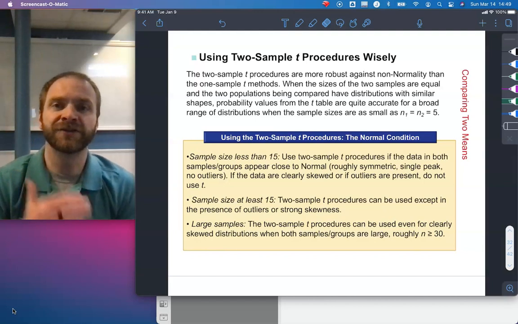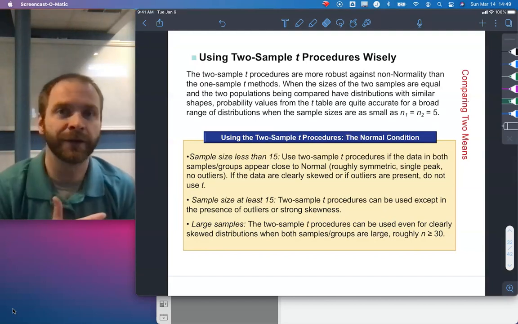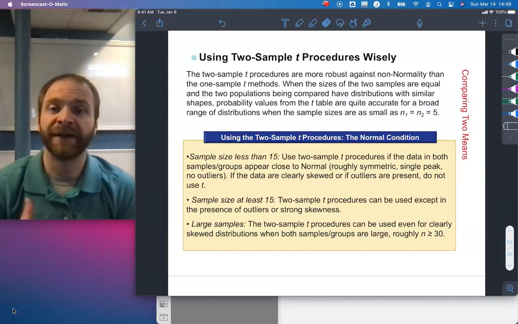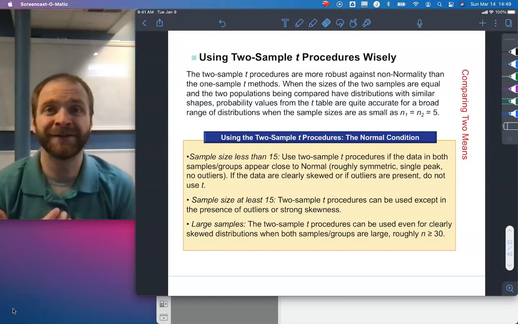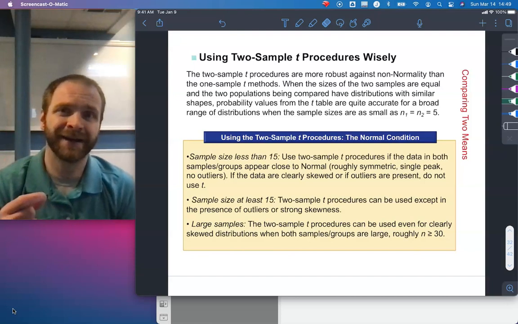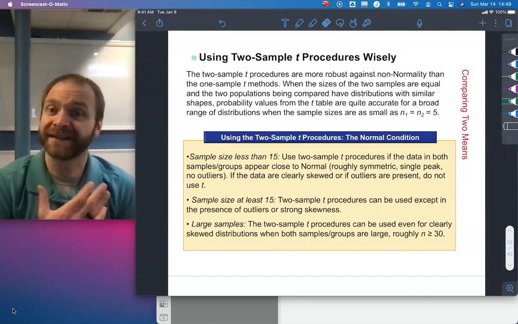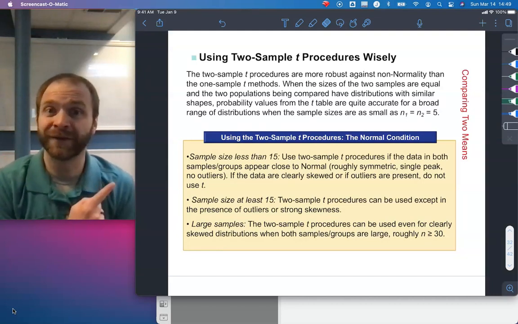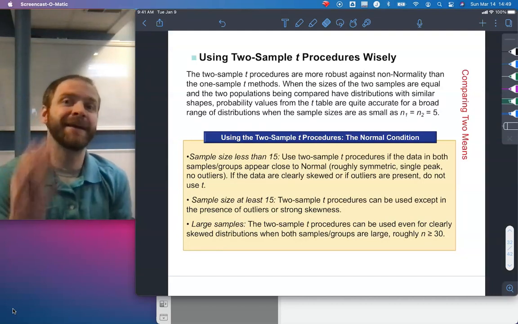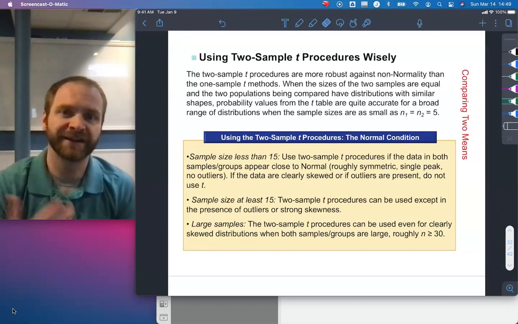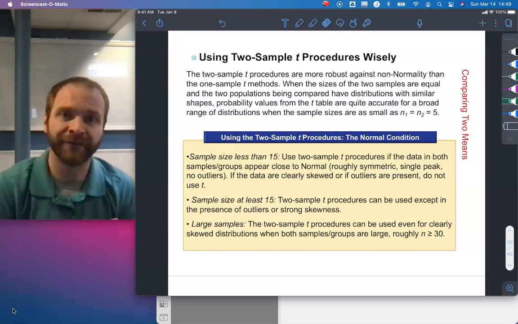You need to make sure you realize if n is greater than or equal to 30 for both samples, you can use the central limit theorem. If it's between 15 and 30, you have to make sure there are no outliers and no strong skewness in both of them. If it's less than 15, I really don't have to go into detail because we did an example of less than 15. No skewness, no outliers, check the data. And for all of these, make sure you graph them.